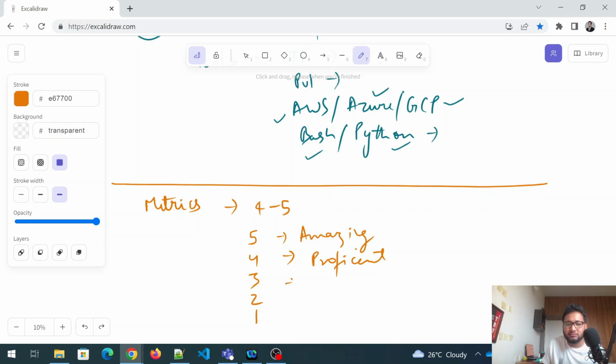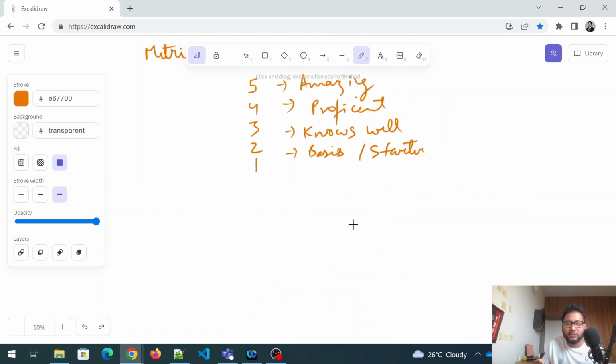The other one is knows something well, knows well, and then basic knowledge or starter. The last one is just a beginner, I mean, no experience or knowledge. So these are the parameters that we generally use when we do any kind of interview.